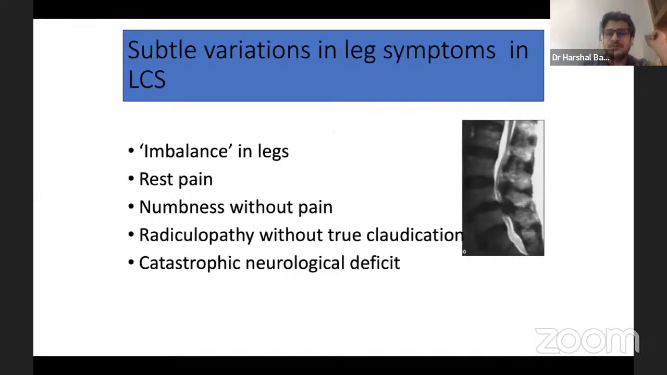There are certain variations of leg symptoms, and these are not good signs. These are, again, red flags. If you have imbalance, rest pain, numbness without pain, or neurology without pain, there's a radiculopathy but not true claudication, or significant neurodeficits. So always look for the associated causes, look for any medical causes, because these can be present.